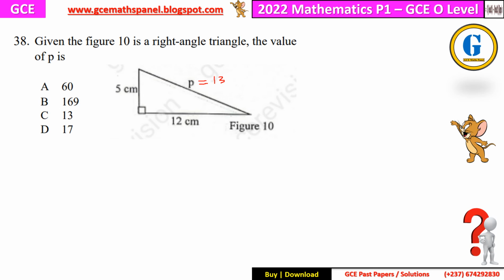Or you can calculate the hypotenuse using the formula: P is equal to the root of the sum of squares of the other two sides. So we have 5 squared plus 12 squared, and you take the square root. That gives us the square root of 169, which is equal to 13.